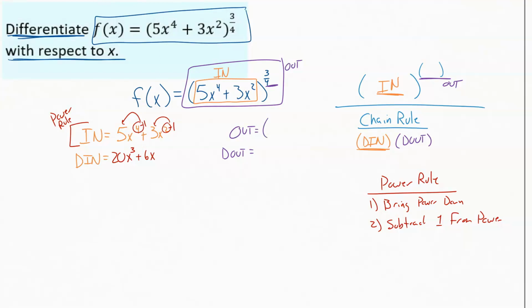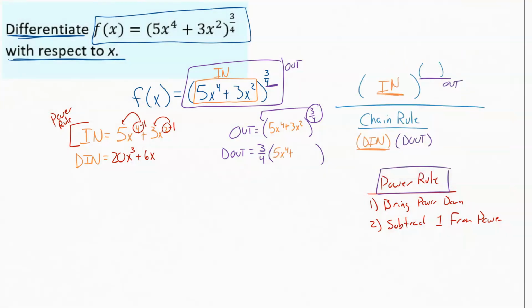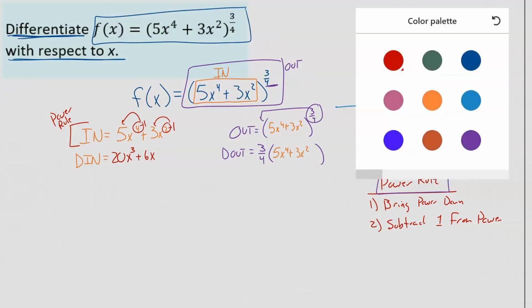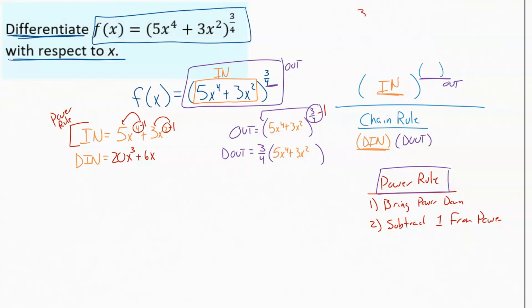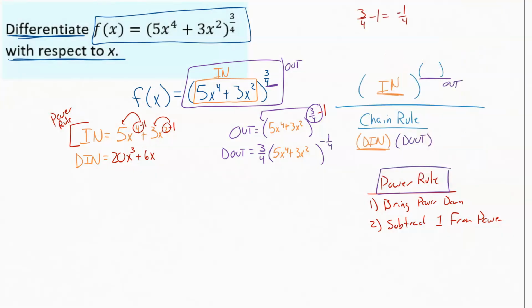So the outside, what we're looking at is a bunch of stuff raised to the 3/4 power. So that's all of our inside stuff just stays right there. And we just kind of ignore that. And then we apply our power rule. And so the power rule says bring the power down. So you bring that 3/4 down in front. You leave alone all the junk you already took the derivative of, so 5x to the fourth plus 3x squared, and then we're subtracting 1 from the power here, so minus 1. So 3/4 minus 1 is going to get us negative 1/4. So it's really just, again, a giant power rule happening on the outside there.